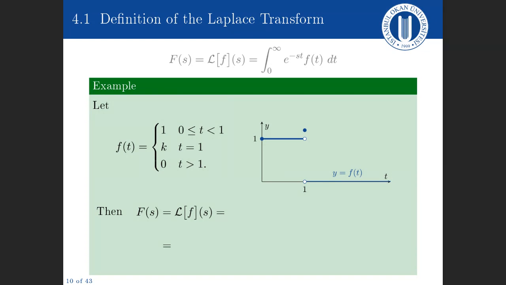Next function. Here I have a piecewise defined function. This function is piecewise continuous. The function is equal to 1 if t is between 0 and 1. The function is equal to some number k if t is equal to 1. That number doesn't matter for us because we're going to be doing the integral. And the function is equal to 0 if t is greater than 1. What is the Laplace transform of this function?